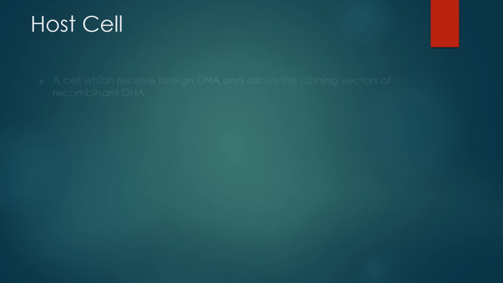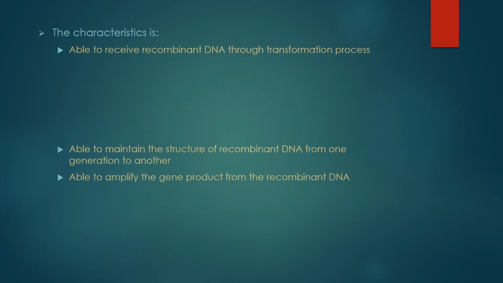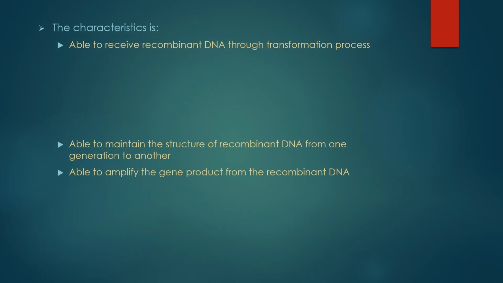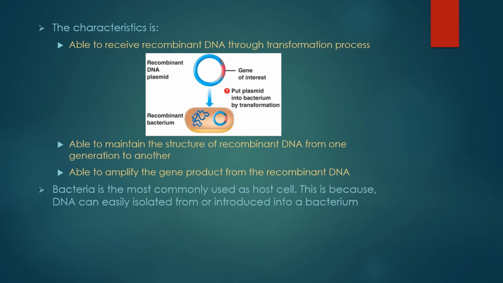Host cell. A host cell is a cell which receives foreign DNA and allows the cloning vector of recombinant DNA. The example is genetically engineered E. coli. The characteristics: it is able to receive recombinant DNA through the transformation process. It is also able to maintain the structure of recombinant DNA from one generation to another. It is also able to amplify the gene product from recombinant DNA.